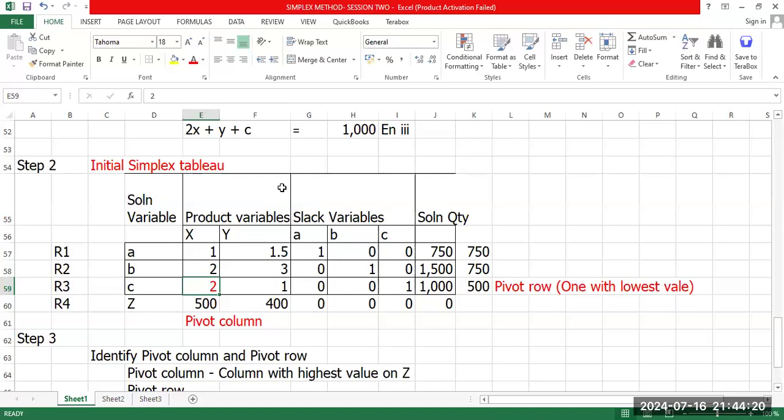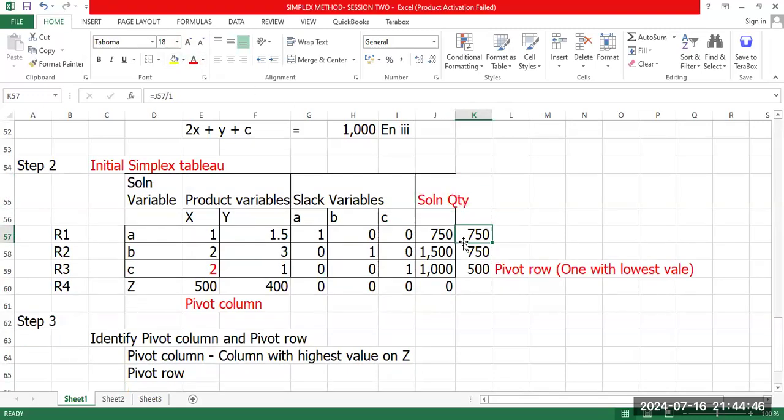How do you identify the pivot row? I said after identifying the pivot column. Yes, for you to identify the pivot row, you must first identify the pivot column. Once you identify the pivot column, you come to this side where you have solution quantity. Then get this value.